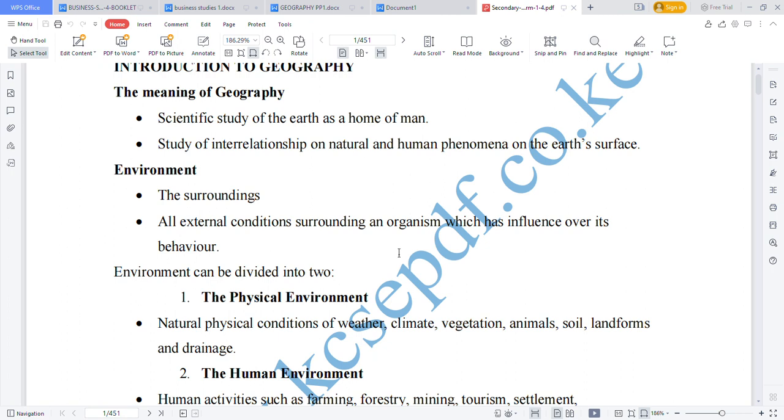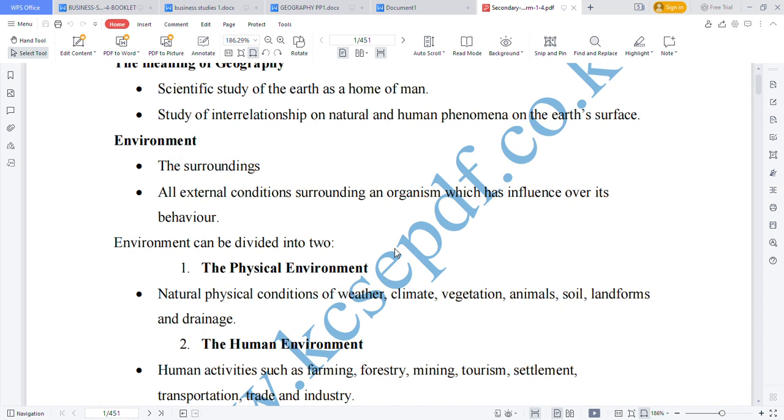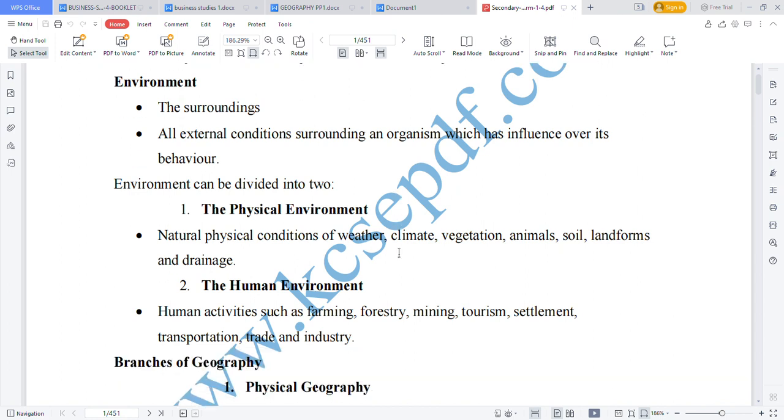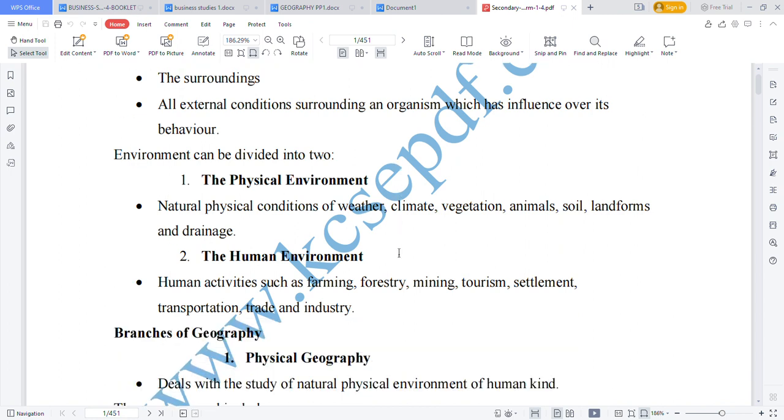Then you'll be told to define what is environment. So environment is just the surrounding. All external conditions surrounding an organism which has an influence over its behavior. Then environment can be divided into two. We have physical environment and we have human environment.